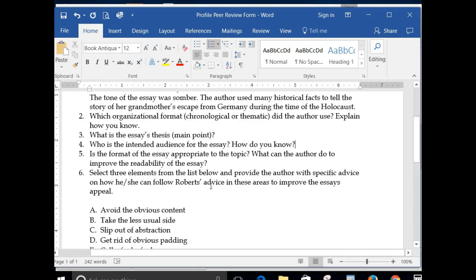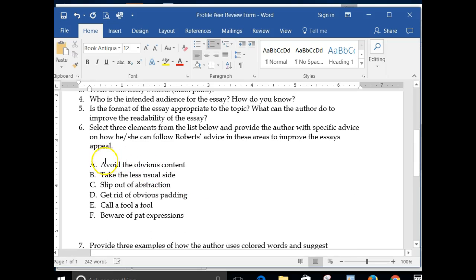Then for number 6, this is where Robert's essay comes back into play. These are 6 of the pieces of advice that he's given you. Okay, so you're going to take 3 of these pieces, and I don't care which of the 6 you want to work with, but you're going to pick 3, and you're going to use them to give advice to your author. So for example, if the author is just recanting the history of the Holocaust, and we already pretty much know the history of the Holocaust, what can the author do to avoid telling the same old story?